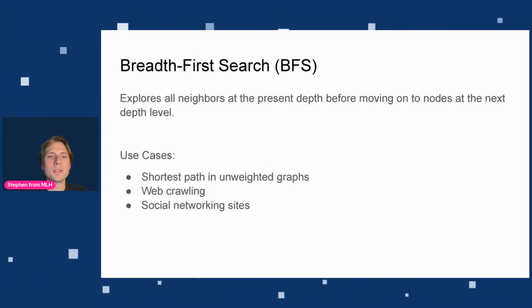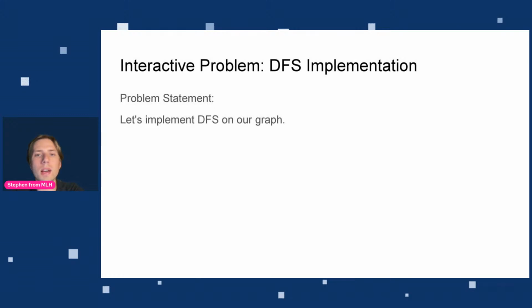There's also breadth first search. We talked a little bit about breadth first search actually at the beginning of part 2, but this is where you're exploring all the neighbors at the present depth, and then you move on to the next one. This is really great for social networking sites, web crawling, things like that. And so we're going to now do an implementation of depth first search. Let's actually look at some live code here.